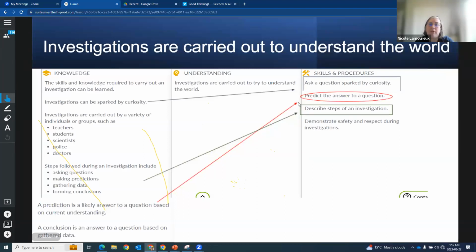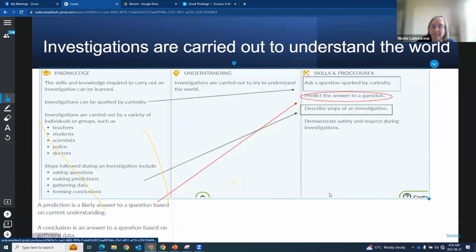And if you look at the square underneath, describe the steps of an investigation. Well, it outlines for you and for the students what they need to know. In grade 1, particularly, asking a question, making a prediction, gathering data, and forming conclusions. So it's a smaller scale than the one that I showed you for grade 2 and above. And yes, Catherine, I agree. It's better than a guess.